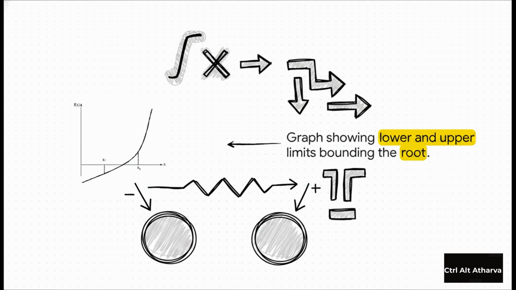The core rule here is that we make two guesses, a lower limit called xl and an upper limit called xu. For this method to work, the function values at xl and xu must have opposite signs. Basically, one has to be below the axis and one has to be above it. If that's true, it mathematically guarantees that the line crosses the axis somewhere between our two guesses.